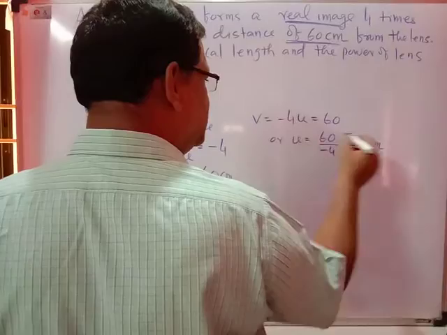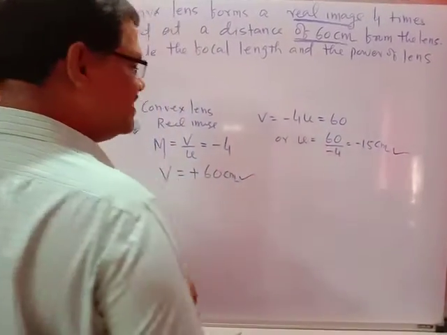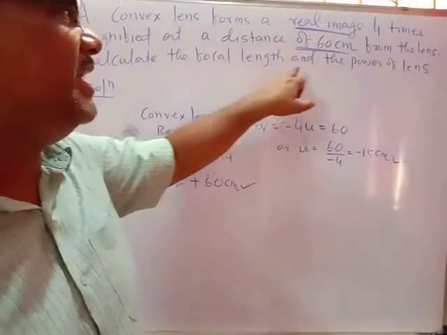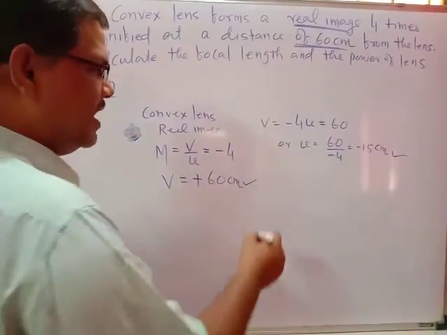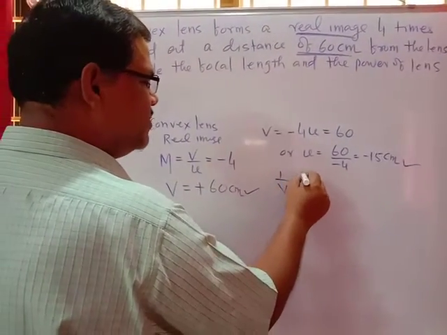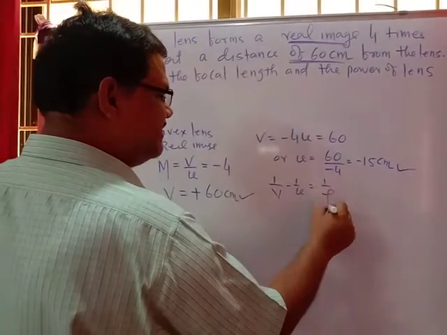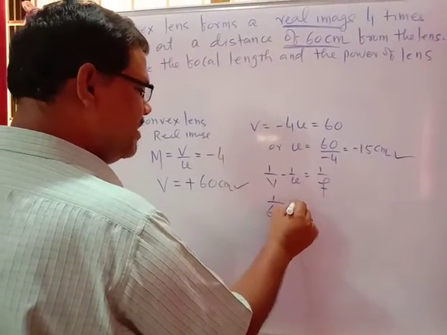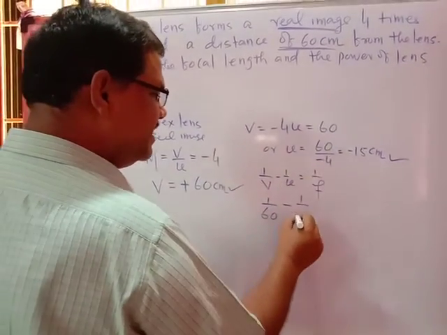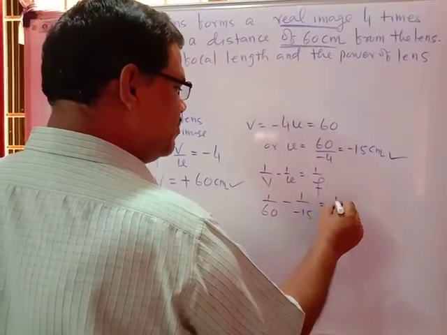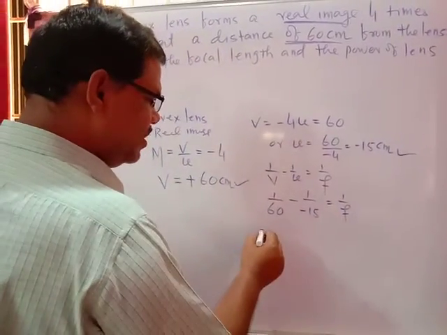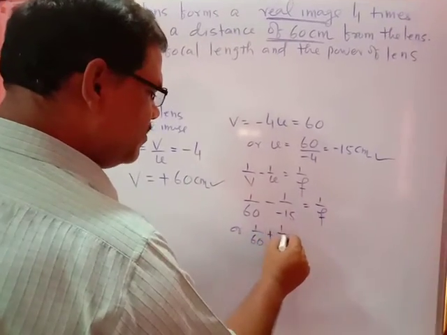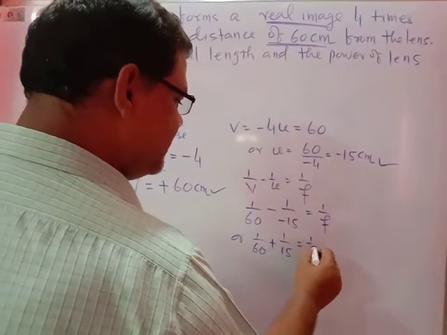You calculated the U and you know the V, now calculate the F, because the question is to calculate the focal length and power of lens. For the focal length, you can use the formula 1 by V minus 1 by U equal to 1 upon F. 1 by 60 centimeter minus 1 upon minus 15 centimeter is equal to 1 upon F. Or you can say 1 upon 60 plus 1 upon 15 is equal to 1 upon F.